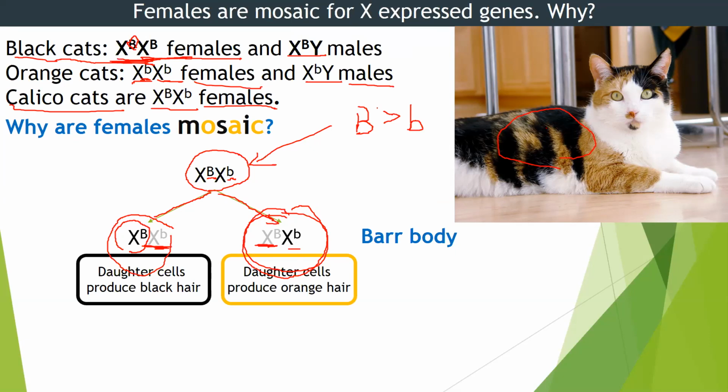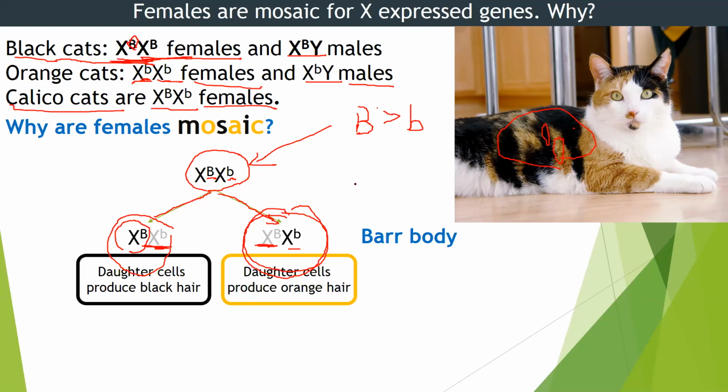So this will be the phenotype showing the orange hair. That's why in this area you're going to see one type of hair color, and in this area, another type of hair color. This is because of the Barr body. It is a very special mechanism for dosage compensation in mammals.